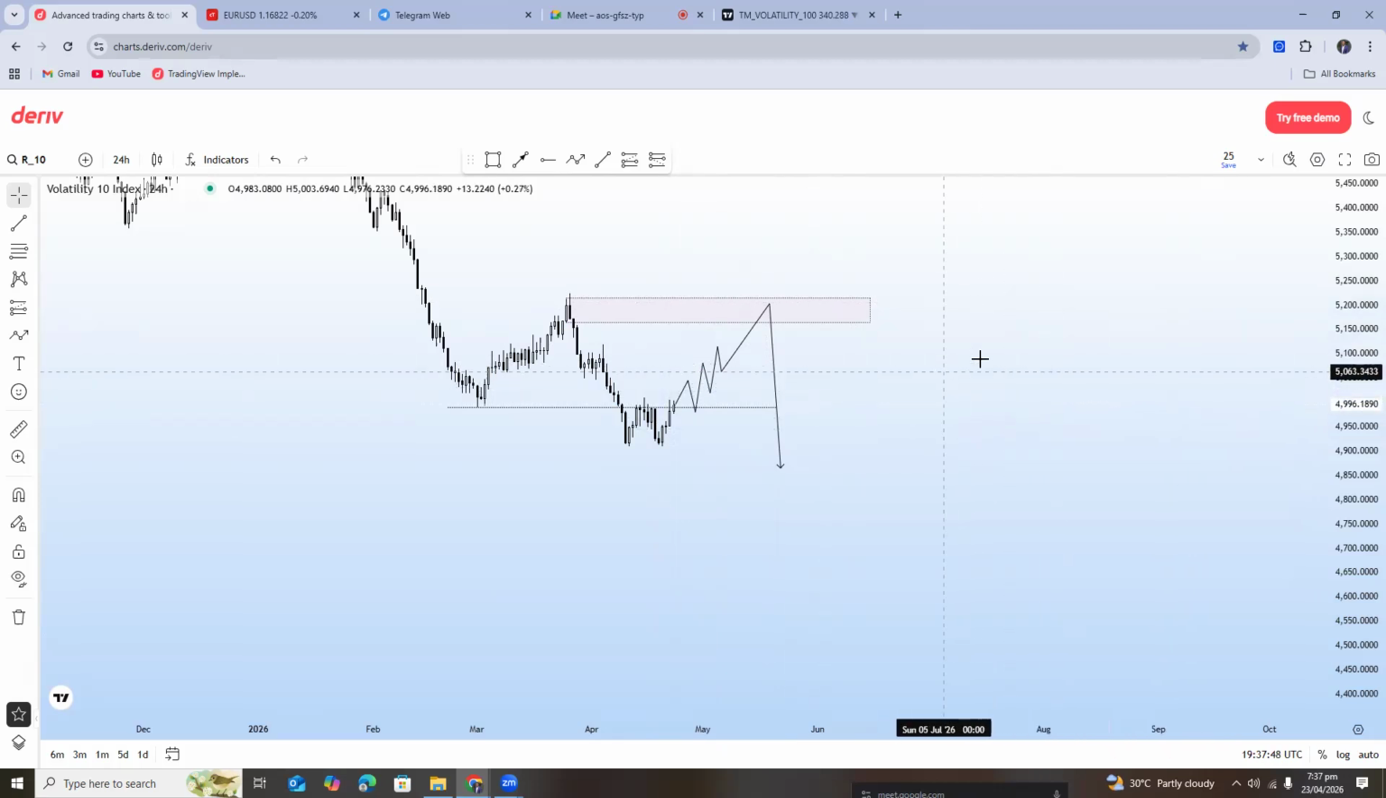Always wait for the market to give you a signal that I'm about to drop, I'm about to rise, right? Then you join. You're only following the market. That is your job. You cannot really give a guarantee that the market should go in this direction. No, it's not going to do that.